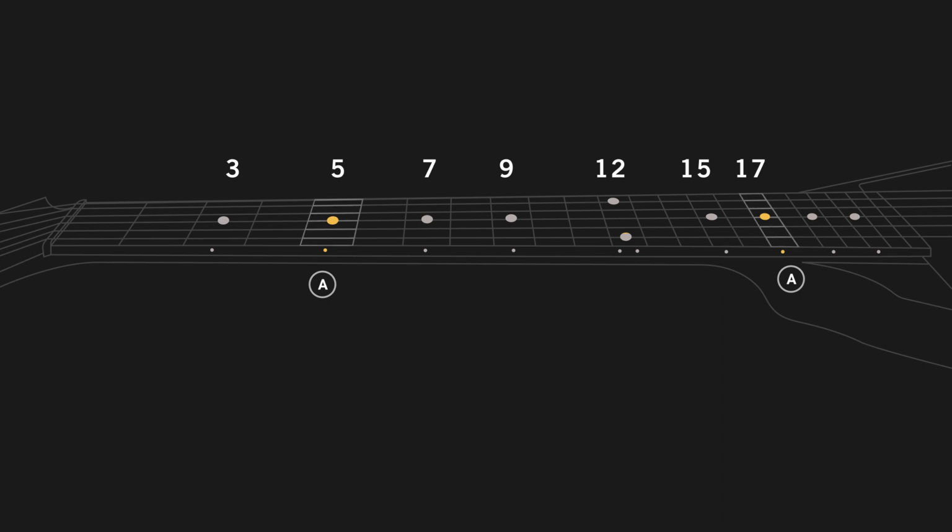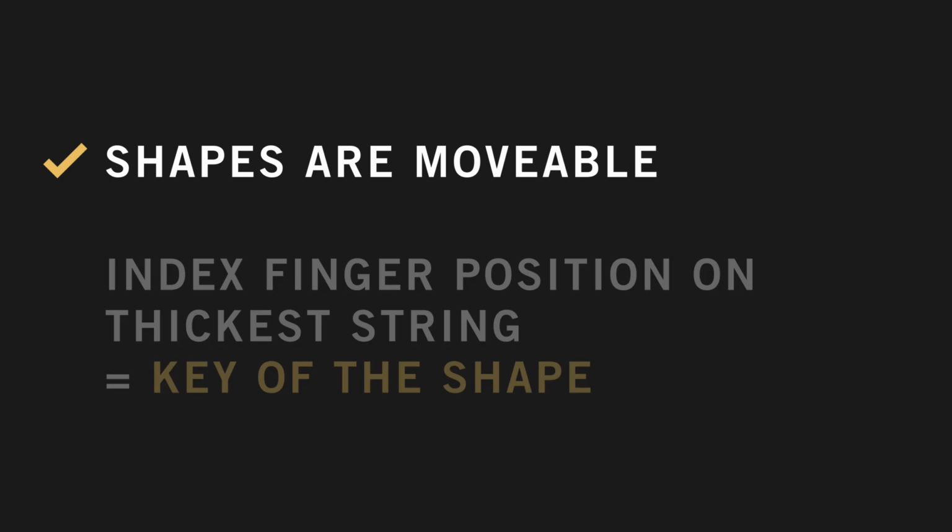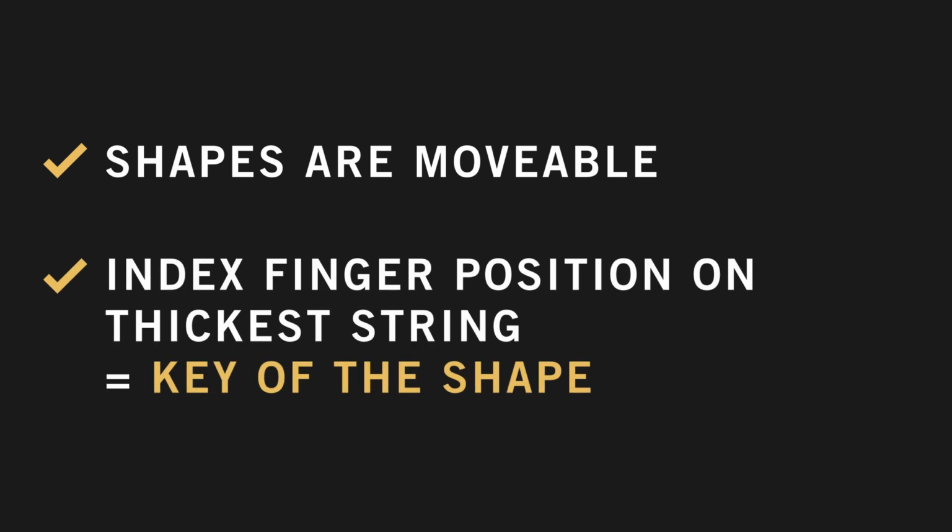You should take some time to memorize these, and if it's too much with every single dot, you can start with the first 3 for now. The main takeaway from this video is that the shapes are movable, and your index finger's position on the thickest string decides the key you're playing this shape in.